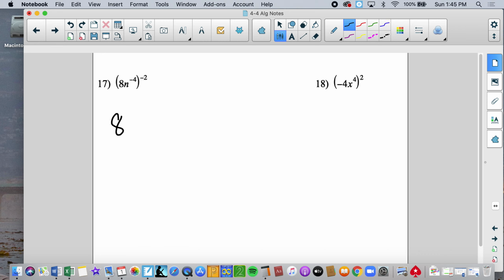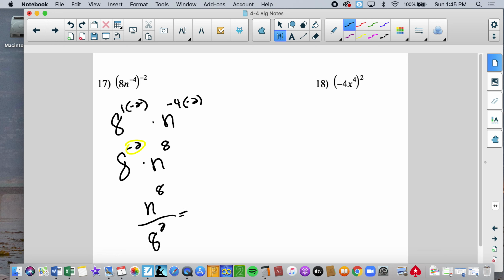We have 8 to the 1 whole times negative 2. Now we're getting into negative exponents. Negative 4 times negative 2. That's 8 to the negative 2. And negative 4 times negative 2 is positive 8. We got to get rid of this negative exponent, so it moves down into the denominator. And now we can simplify that. That's n to the 8th over 64.